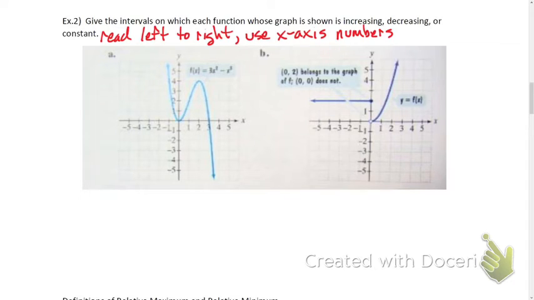So I would say on the first graph, as I read it left to right, it's dropping on that interval right there. Now there's a faded arrow up there. It's hard to see. If there's no starting point for the graph, we're going to use negative infinity. So this thing is decreasing as I read it left to right. No starting point, so I'm going to use negative infinity.